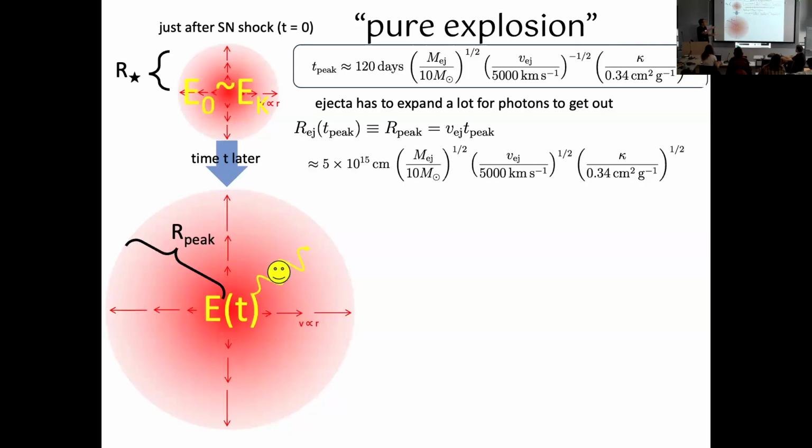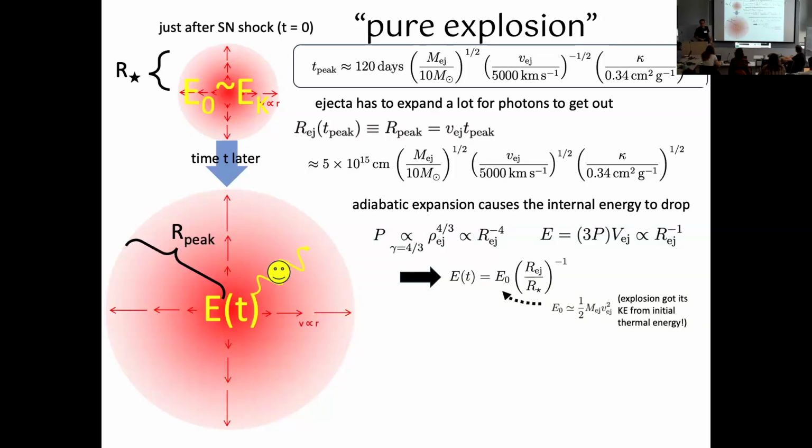So we have to wait for the ejecta to expand for this radiation to get out. So not all of this initial thermal energy will be available by the time the radiation can get out. So we have to figure out how much it expands up to that point. So we basically take the velocity of the ejecta and we multiply by the peak time, and that tells us how large the ejecta is when finally the radiation can get out. And you see it's quite enormous, right? The star itself might be hundreds of solar radii if it's a red supergiant, and then it's hundreds of times larger than that by the time the radiation can get out.